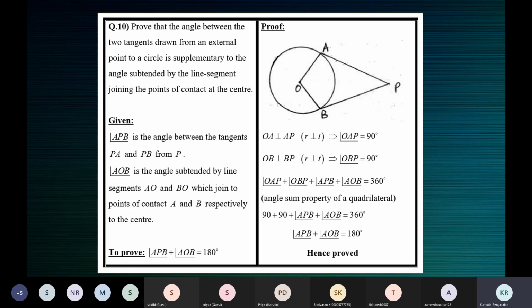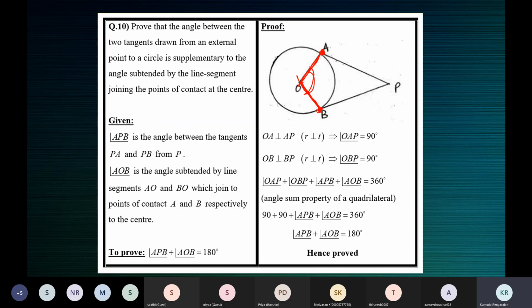Yes, children, please take a screenshot. So it's like this. AO and BO are the line segments joining the points of contact. A and B are the two points of contact. AO is a line segment joining the point of contact A to the center. BO is another line segment joining the point of contact B to the center.